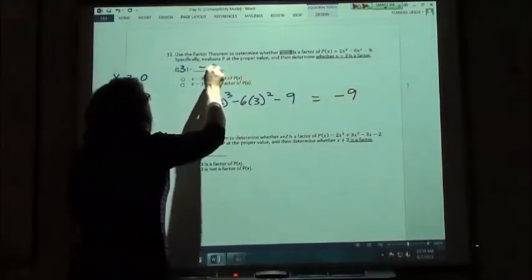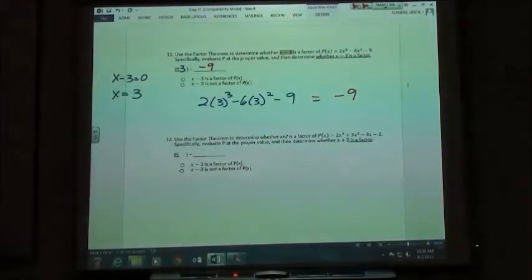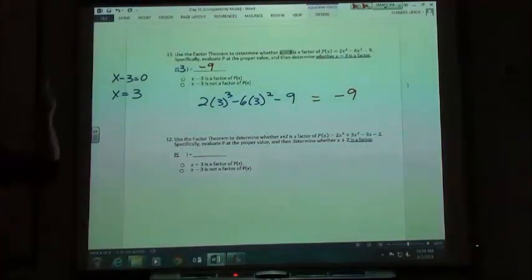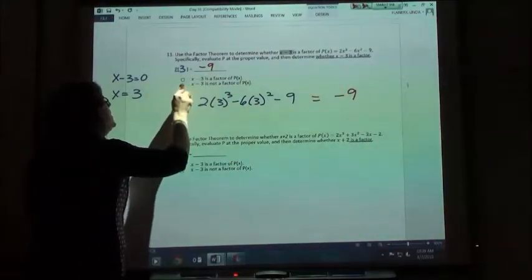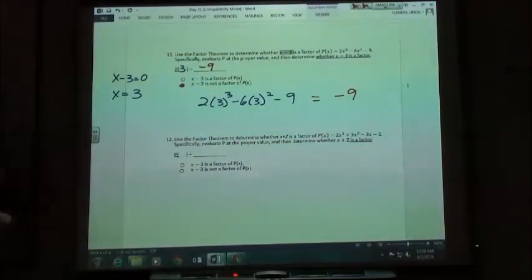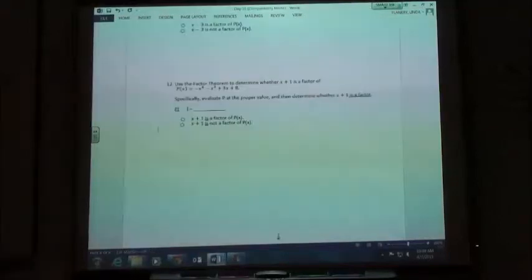So if we get negative 9 for the answer, is x minus 3 a factor? Yes. No. What did our thing say up there that I wrote beforehand? If it equals 0, it is a factor. If it doesn't equal 0, it's not a factor. It didn't equal 0, right? So the only time it is a factor is if that answer comes out to be 0. If it doesn't come out to be 0, then it's not a factor.